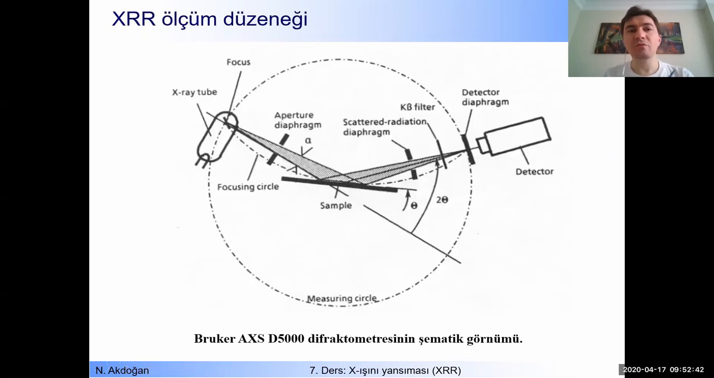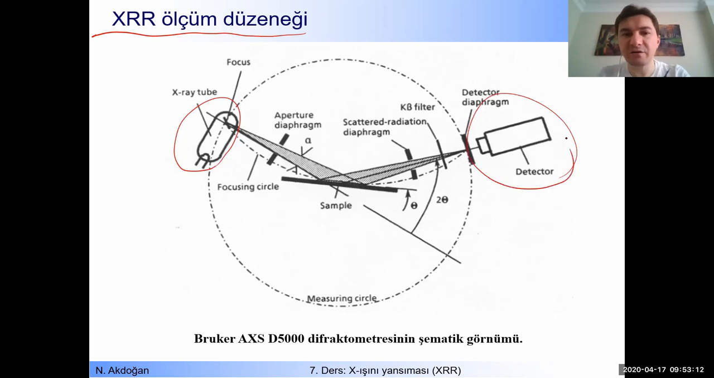Okay, so how does it look? As I told you, the X-ray reflectivity measurement system is exactly the measurement device for X-ray diffraction experiments. Okay, we are using the same experiment. You don't need any additional experimental setup. So if you have an X-ray diffractometer, then you can carry out X-ray reflectivity experiments. Again, here we have the X-ray tube. Here we have the X-ray detector. This is our sample. It is staying there.